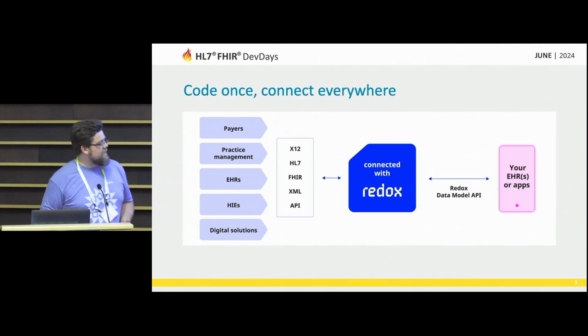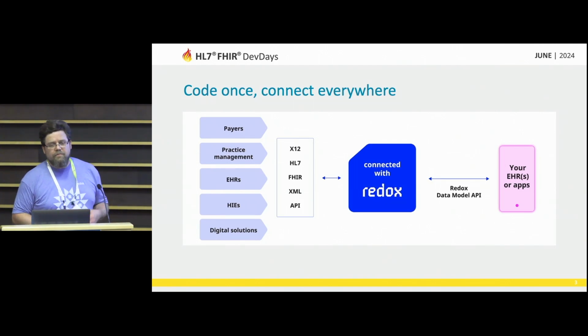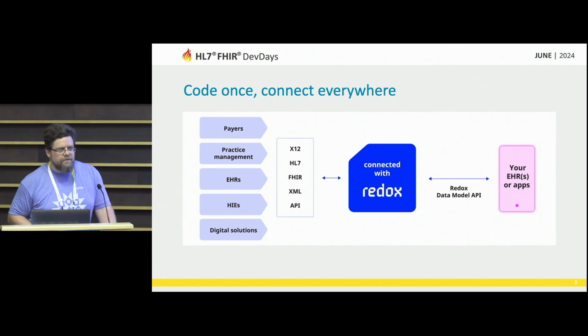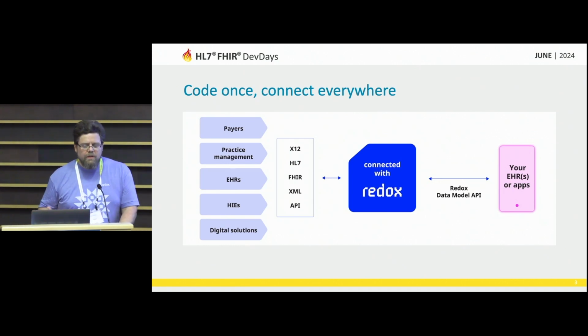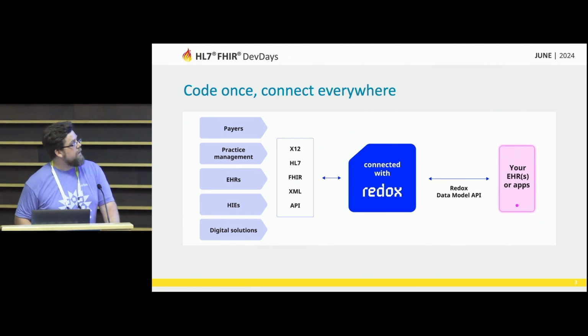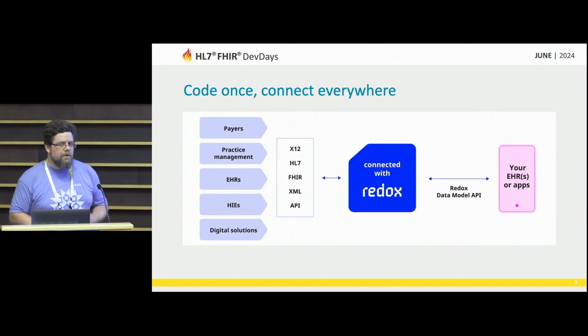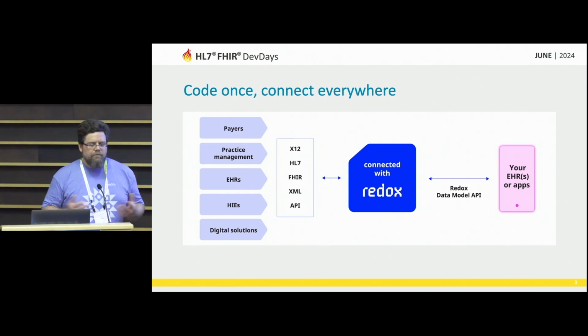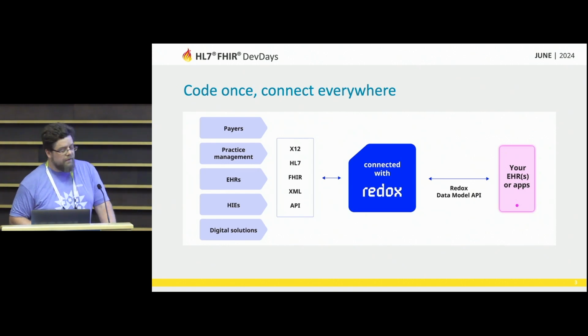So Redox, we're all about making healthcare interoperability easier. And one of the primary ways that we do that is facilitating real-time bidirectional data exchange of healthcare data. And one of our big brand promises is that you can code up once and connect everywhere. So we present a single unified API on one side to our customers, and then that can connect to any sort of data source on the other end, whether that's X12, HL7v2, FHIR, XML, CDA, various custom APIs, anything like that.